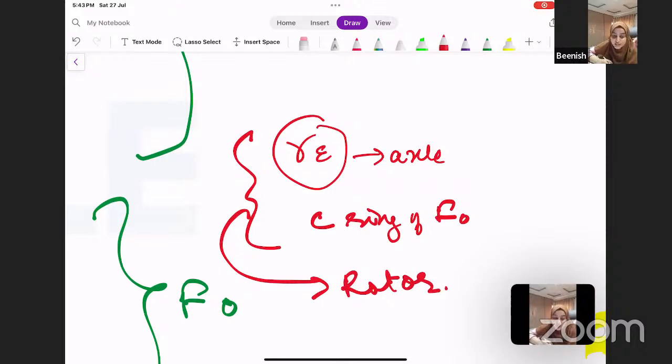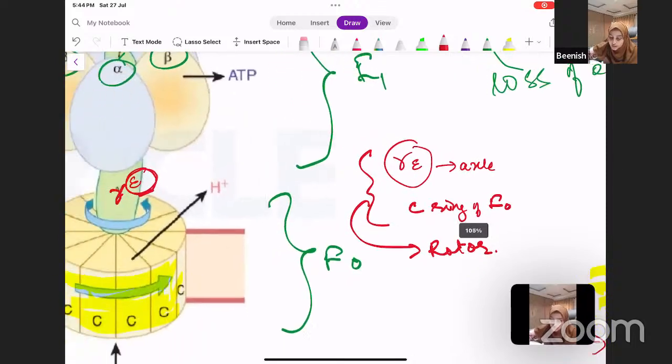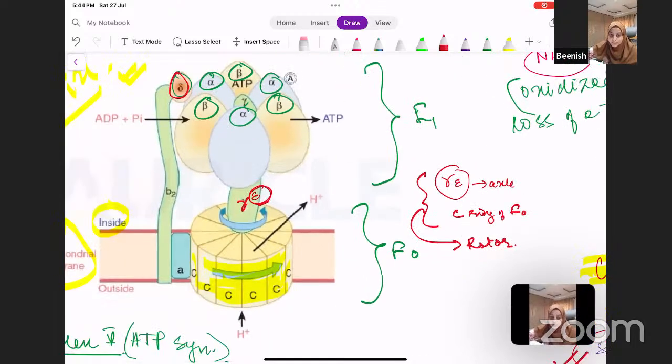Rotation movement is imparted to the rotor by the passage of protons. So when protons pass through the F0, which acts as a proton channel, this rotor is going to rotate. Only the rotor is going to rotate, not the entire ATP synthase complex. Only your axle, which is formed by gamma and epsilon, and the C rings of the F0 are the rotatory unit or the rotor, and the rest of the ATP synthase forms the stationary unit. So that was about the structure of complex 5.